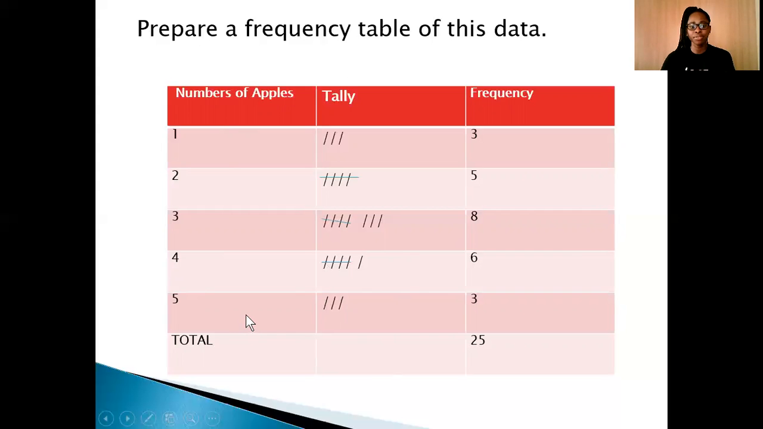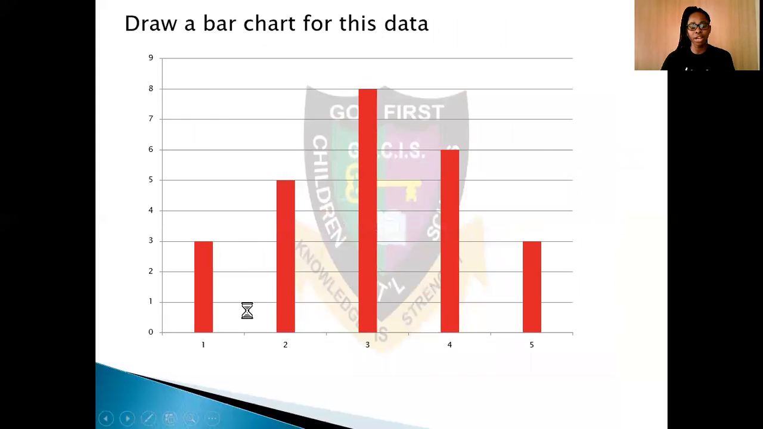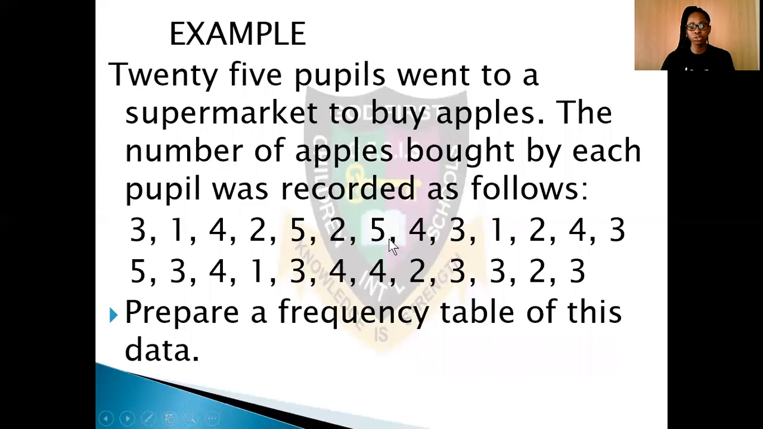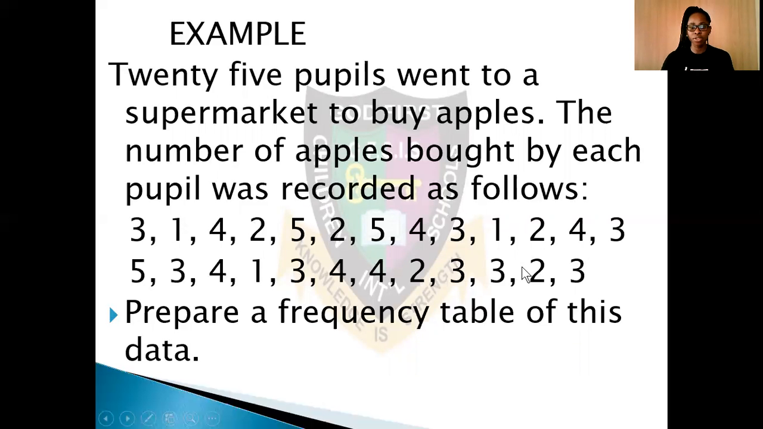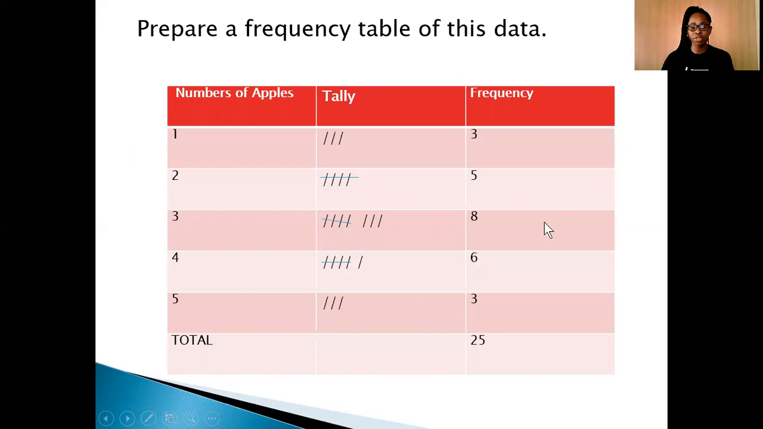We go to 5. We want to know how many people got 5 apples. 1, 2, 3. So 3 people got 5 apples. When you sum it up, 3 plus 5 is 8. 8 plus 8 is 16. 16 plus 6 is 22. 22 plus 3 gives us 25 as the total. So this is the frequency of the given data.